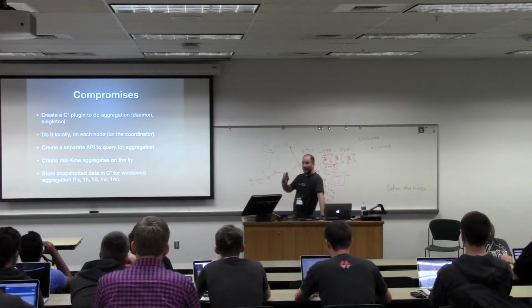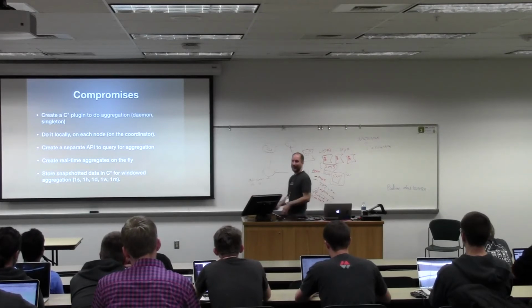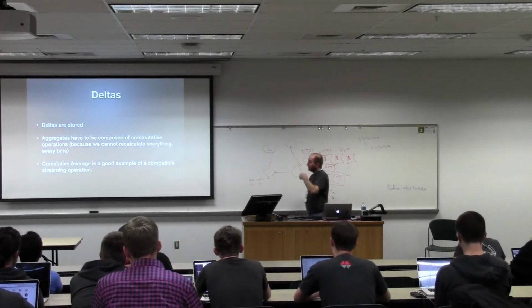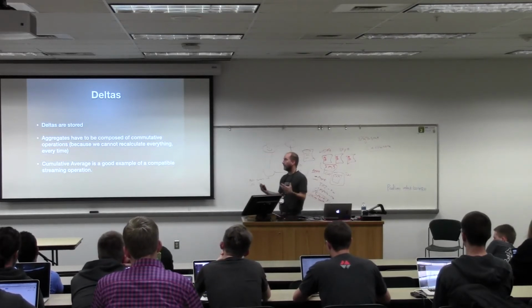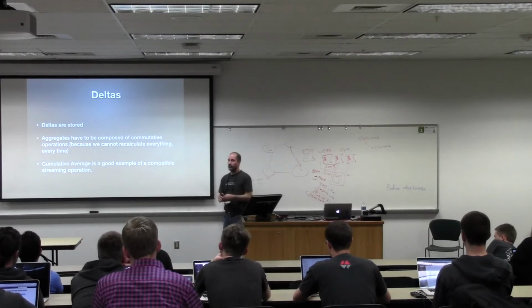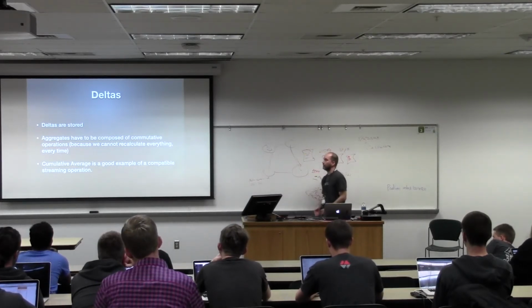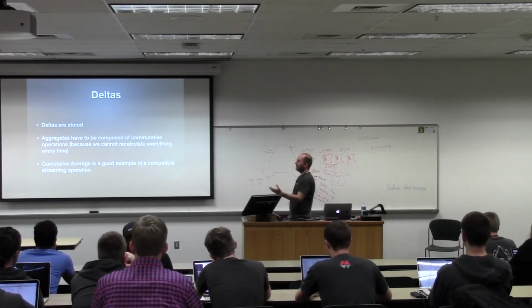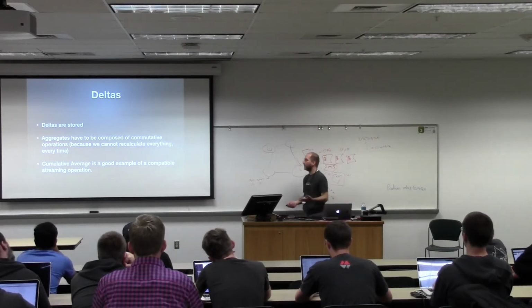Yeah, interesting. When we deal with distributed systems in which things can get disconnected like that, things get interesting pretty quickly, right? And it comes down to trade-offs and decisions. So yeah, we can store those deltas as they come in. The aggregates have to be composed of commutative operations, because as the data comes in, if we're running rolling averages or something like that, we have to recalculate everything. So you have to have algorithms that can take data as it's streaming in and add it to whatever you have that's existing. Again, cumulative average is a good example of a compatible streaming operation for this type of stuff.